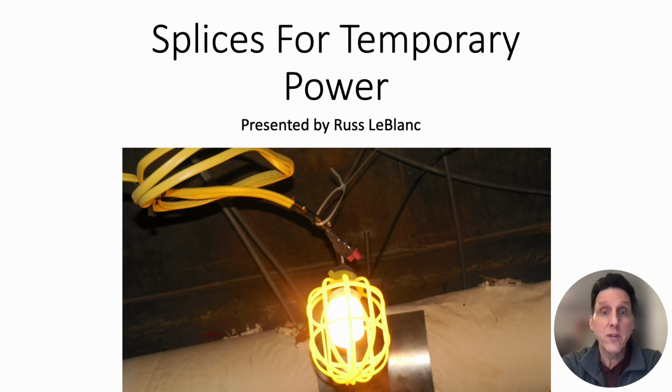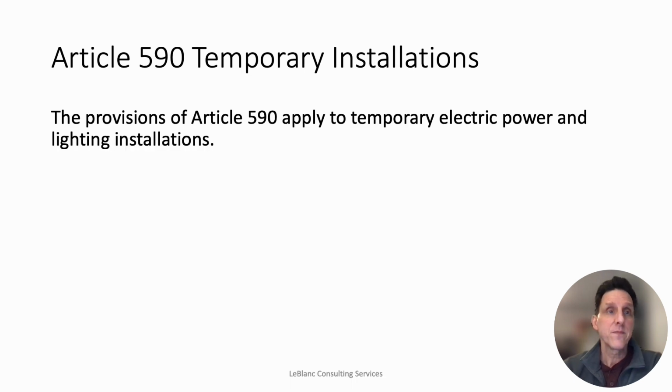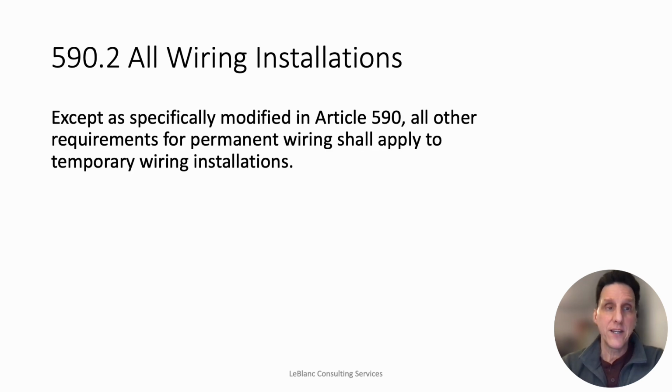In this video, I'm going to be discussing splices for temporary power. And first, we want to take a look at some requirements in Article 590. 590 is the article that covers temporary installations, and that's for electric power or lighting. Temporary power for lighting or power. That's Article 590.